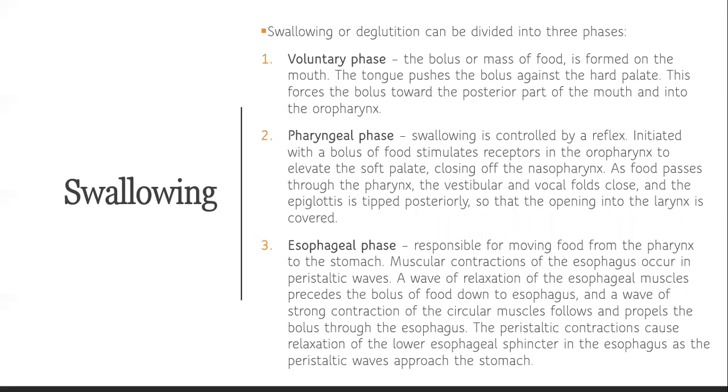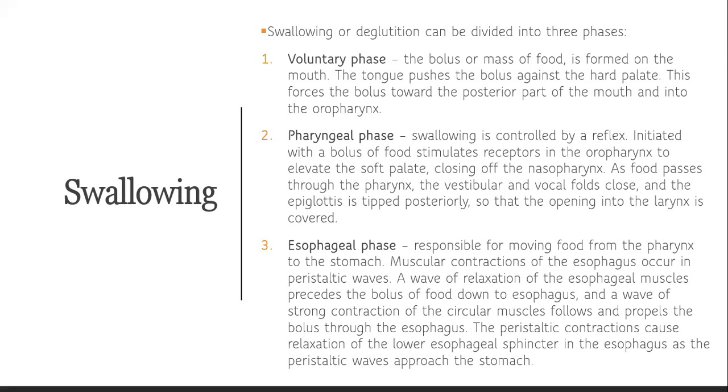So we have swallowing or deglutition that can be divided into three phases: the voluntary phase, the pharyngeal phase, and the esophageal phase. In the voluntary phase, the mass of food is formed in the mouth, and the tongue pushes the bolus against the hard palate. This forces the bolus toward the posterior part of the mouth and into the oropharynx.